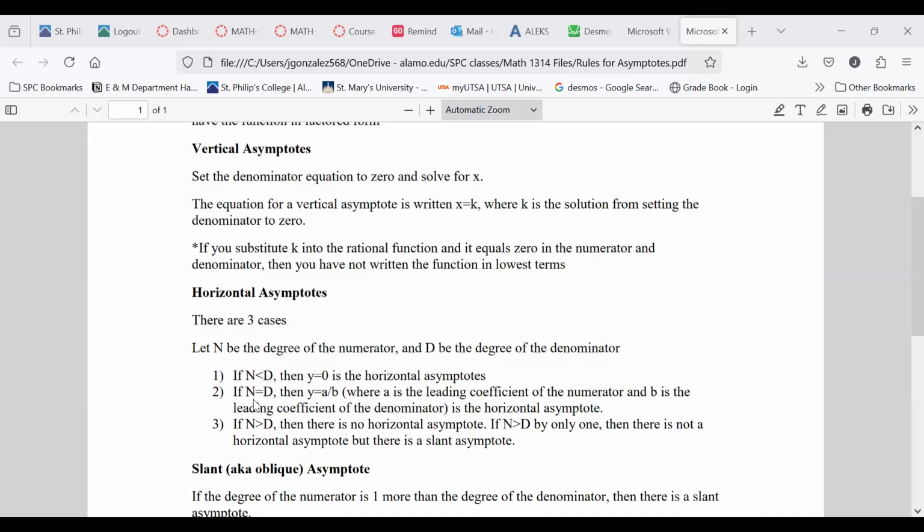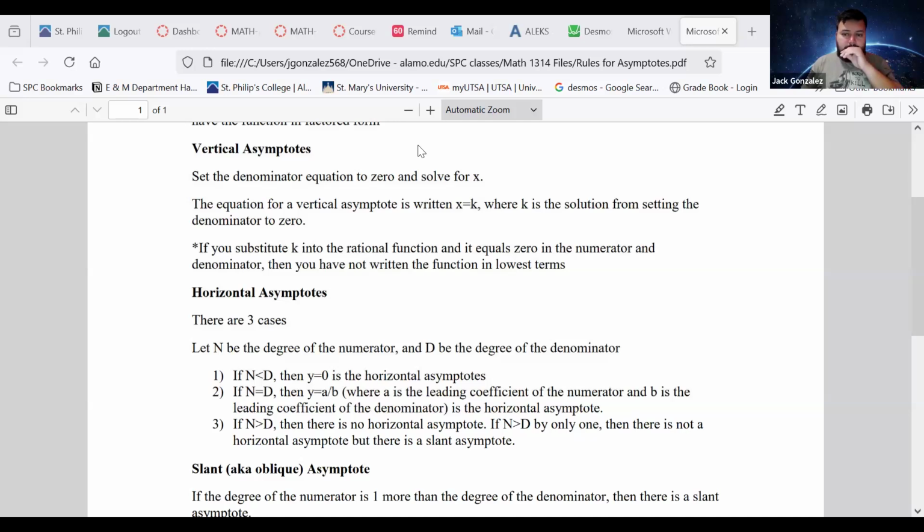Both of them have the x. Yeah, so the degree of the top is 1 because it's just an x, right? And at the bottom it's also a 1. So they're equal, correct? So that's scenario 2. So you have to divide the leading coefficients.